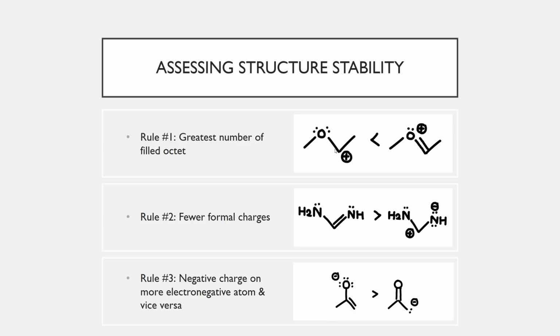Rule number two basically states that resonance structures with fewer formal charges will be more stable.